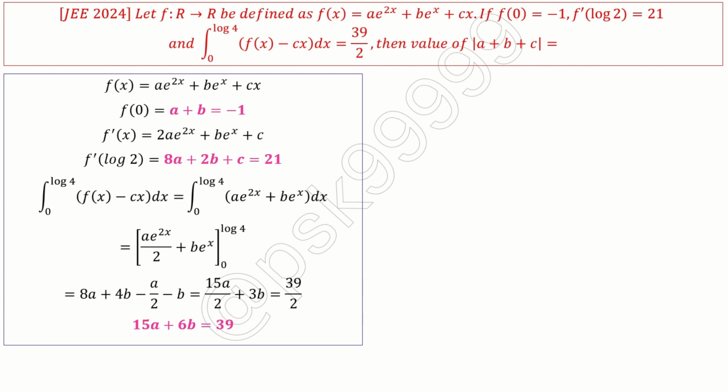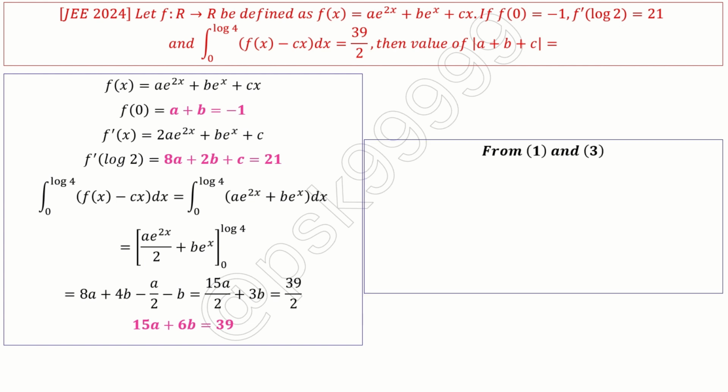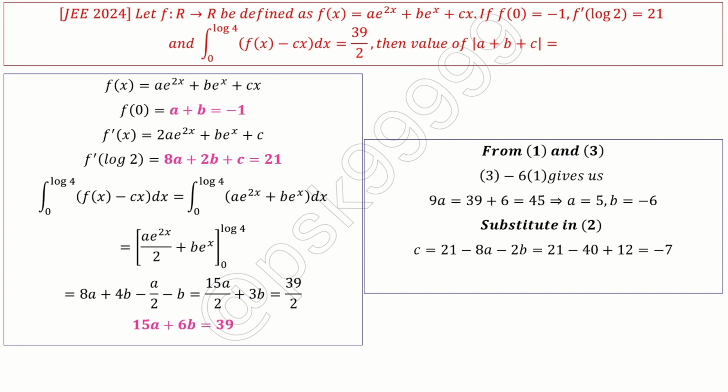So you have three variables, three equations. You can solve them directly, so you can solve it yourself. You will get a equal to 5, b equal to -6, and c equal to -7. Okay, once you have these three values, absolute a plus b plus c is nothing but 8. That's the answer. Okay, next.